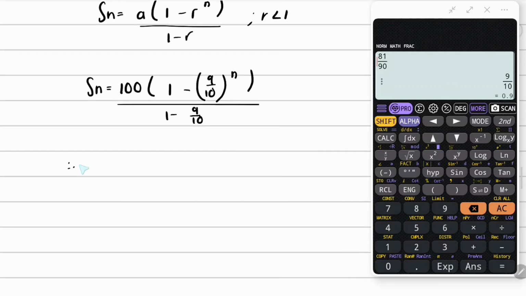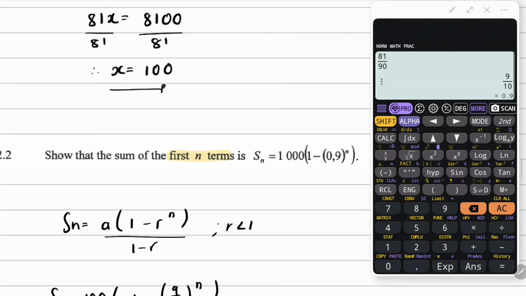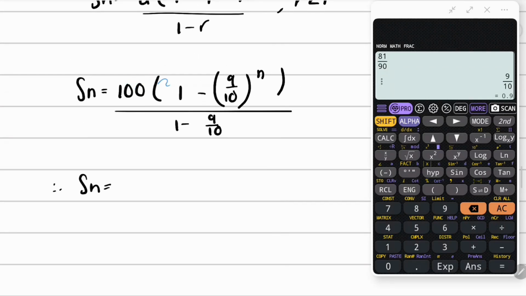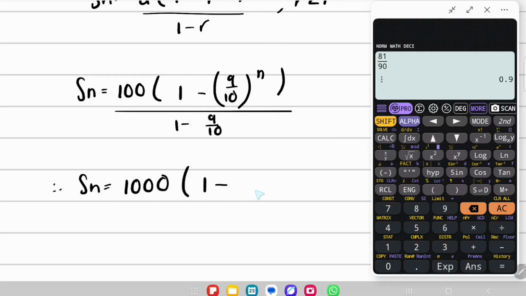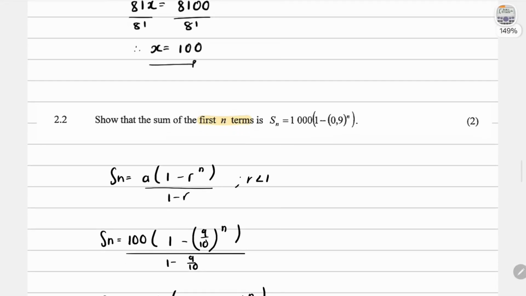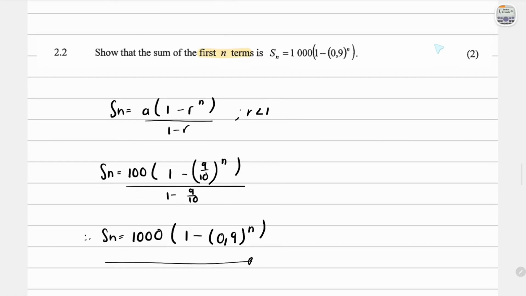Now, how can we simplify it to their form, because you see that they don't have a fraction like that. Because these are being multiplied, we can just say the 100 divided by this number over here. 1 minus 9 over 10 is 1 over 10. 100 divided by 1 over 10 is going to give you 1000. And then 1 minus 9 over 10, as we can see on the calculator, can be represented as 0.9. So that's 0.9 raised to the power of n, and that is our answer, just like they have it. Moving on to the next question.